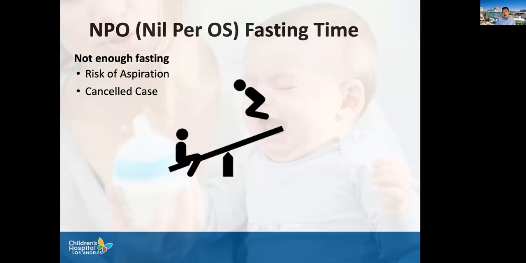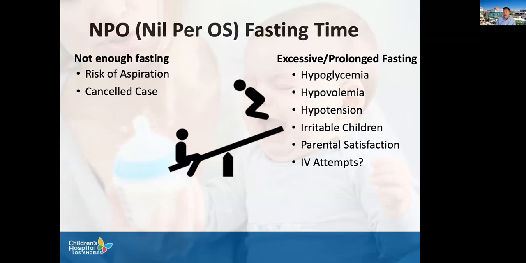For example, if kids fast before surgery and don't fast for long enough and don't follow our instructions, there's a risk of aspiration and a cancelled case. And so kids get delayed care. However, if they fast too long and it's excessive, it could lead to low blood sugar, hypovolemia, hypotension, low blood pressure under anesthesia. The children could be irritable. Parents would be very dissatisfied. And it could lead to more IV attempts during surgery in order to put an IV in place for the surgery.